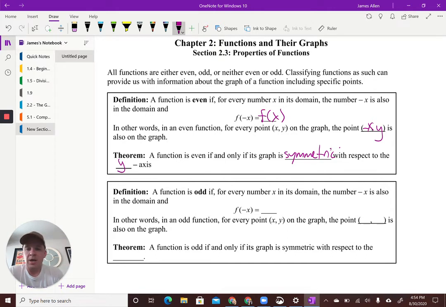A function is odd if for every number x in its domain, the number negative x is also in the domain. So f of negative x is equal to negative f of x. In other words, in an odd function, for every point x, y on the graph, the point negative x, negative y is also on the graph. So a function is odd if and only if its graph is symmetric with respect to the origin. Very cool.